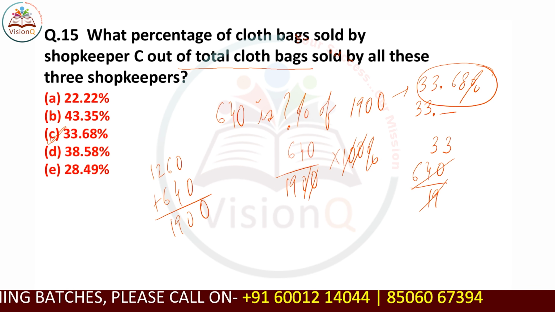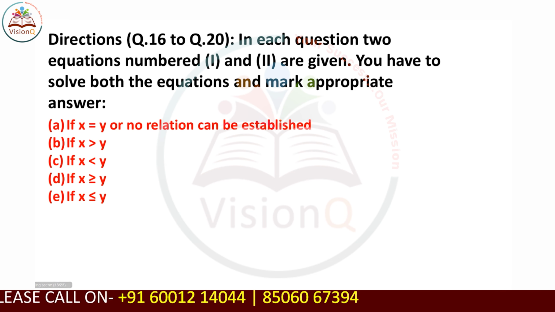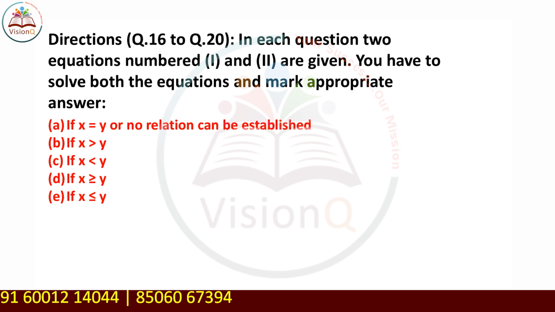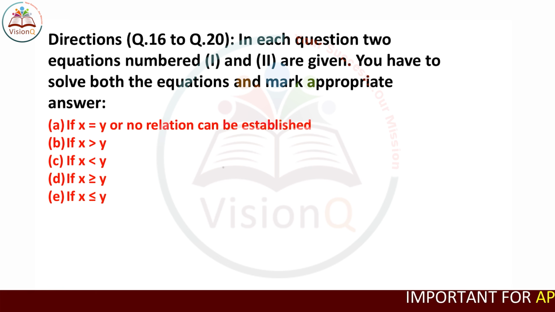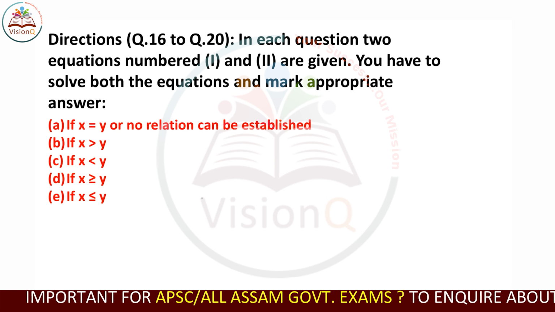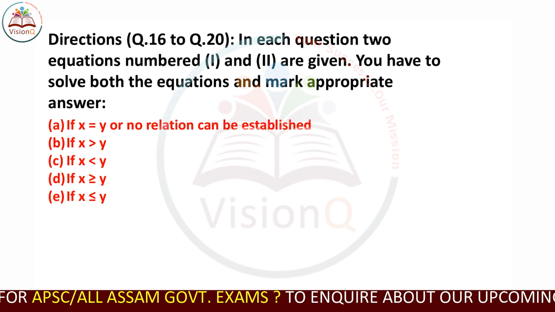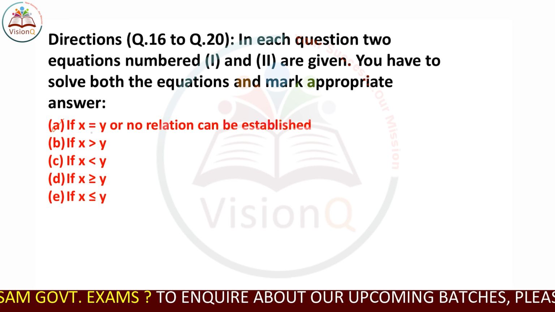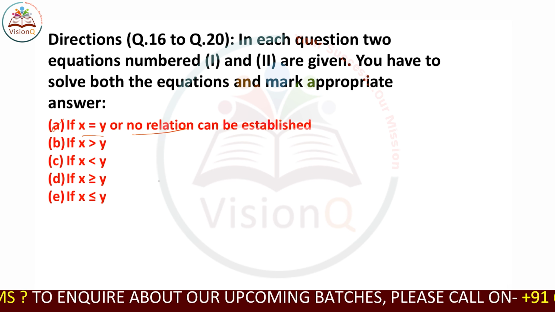So these were the questions from 11 to 15, data interpretation questions known as Caselet DI, based on ratio and percentage. Next will be the last set of questions, from question number 16 to 20, based on the topic of quadratic inequalities. In every question, 2 equations are there, 1 and 2. You have to solve the equations and compare the values of x and y.